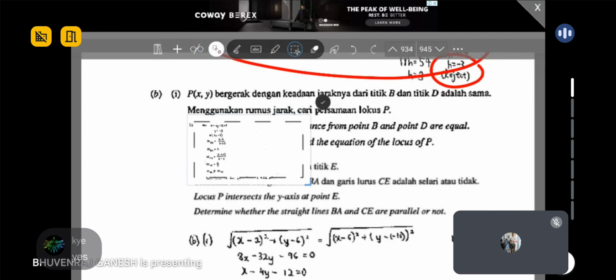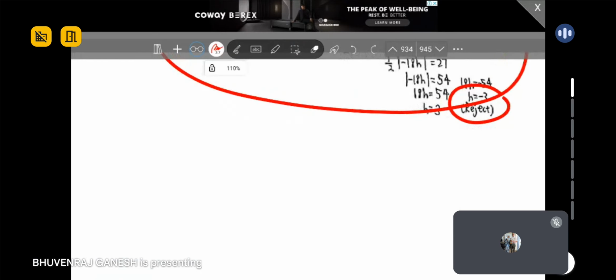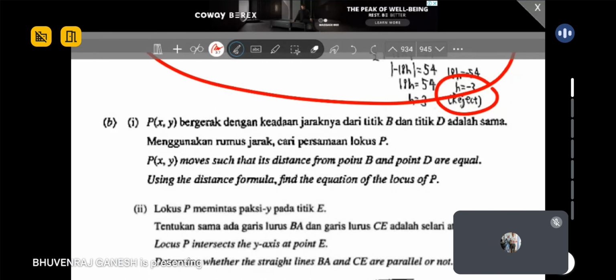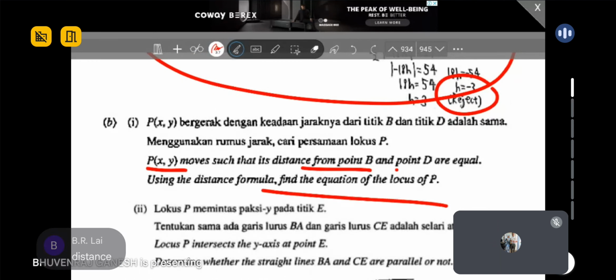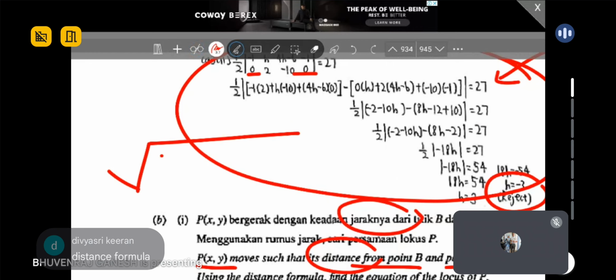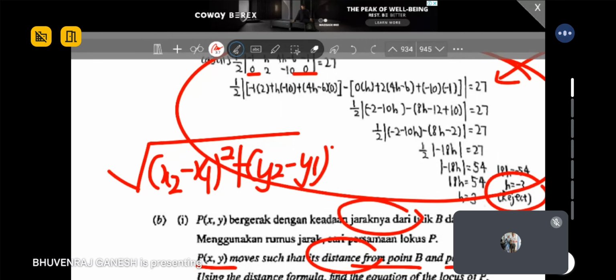Okay. So for question B, of course, they will ask locus lah, guys. It is Form 4, Chapter 7. Okay, so they want you to find the equation of locus of P. Okay, so how? They say that distance from B and D are equal. So distance means that you must use distance formula, rumus jarak. Okay, so what is your formula? Must remember, this is the formula. X2 minus x1 square plus y2 minus y1 square. Okay, this is your formula. Okay, never mind, it's okay.